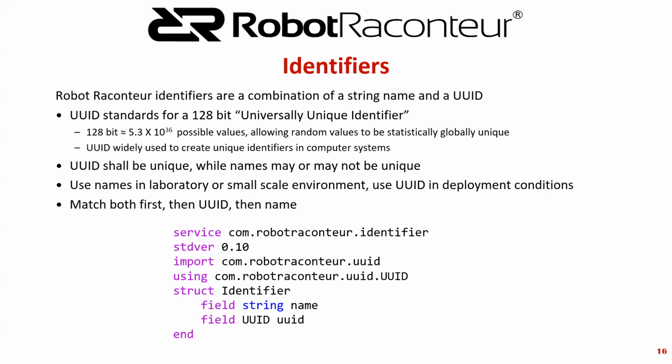So there are matching rules that try to match both, first the UUID and then the name. If the name is empty, that's a wild card. If the UUID is empty, that's a wild card. So this is one of the fundamental types used in the standard interface types to define the metadata information.